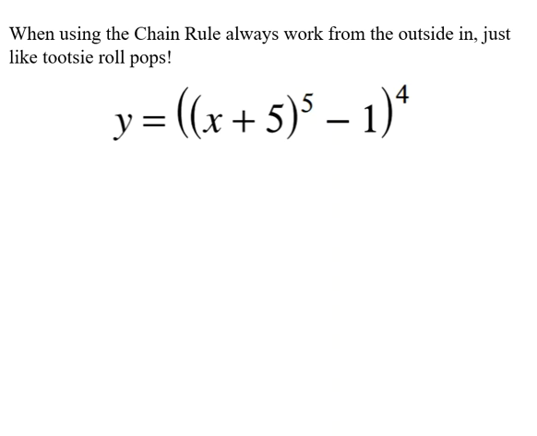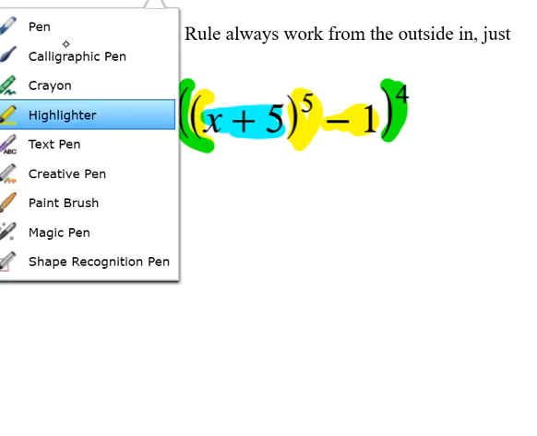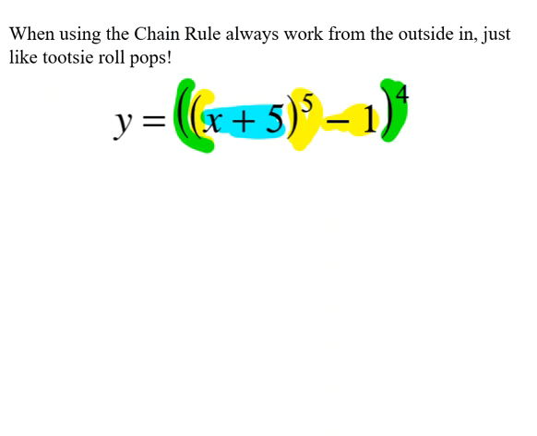Okay. Chain rule works from the outside in, just like Tootsie Roll Pops. You unwrap the Tootsie Roll, then you eat the candy, and then you have the Tootsie Roll in the center. So my inside layer is right here. That's going to be blue this time. My next layer is just to the 5th with this minus 1. And then my outside layer is there. So this problem has 3 layers happening because it's a composition 3 times.